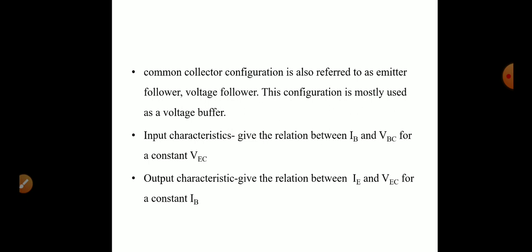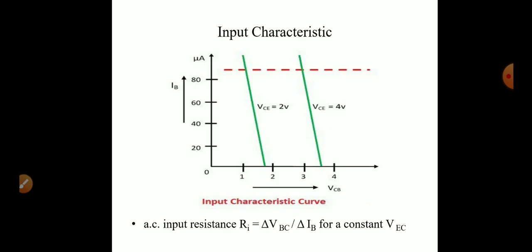Input characteristics give the relation between base current, meaning input current, and input voltage for a constant output voltage VEC. Output characteristics give the relation between output current and output voltage for a constant IB. Output current is emitter current and output voltage is emitter collector voltage and input current is base current. Let us move to the input characteristics of common collector configuration.